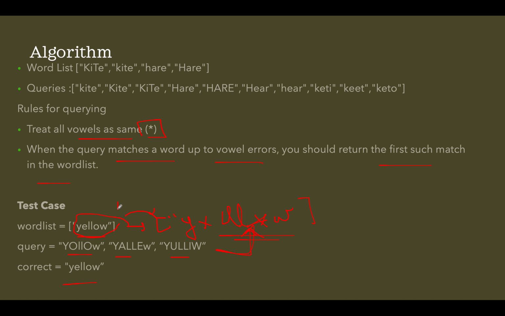Also, if I had another word followed in the word list spelled like Y, capital E, or capital O, L, L, U, W, then the answer would not be this rather than this, because it was the first matching one. So it is the first matching one. We have to return the first matching one whenever there are multiple possible answers in the word list. I hope this rule is clear to you.